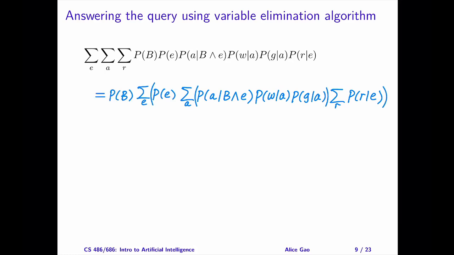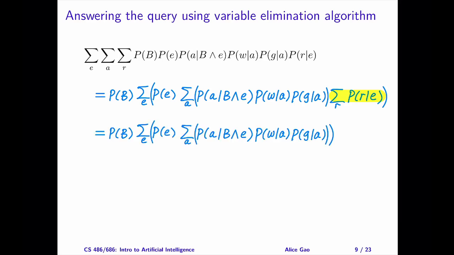There is one more simplification we can do. Take a look at the rightmost term, the summation over R of P of R given E. What is the value of this term? Think about this for a few seconds, then keep watching. The rightmost term is equal to 1 based on the definition of a conditional probability, so we can remove it from the product.